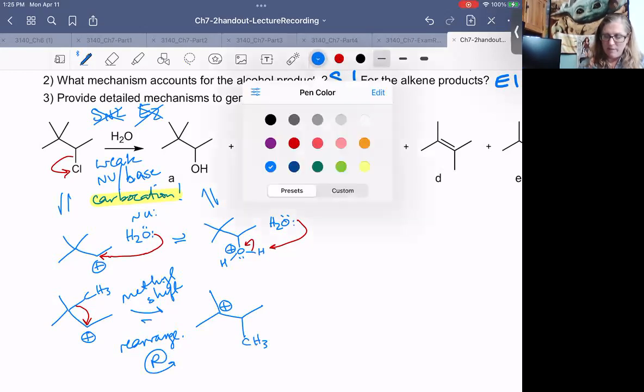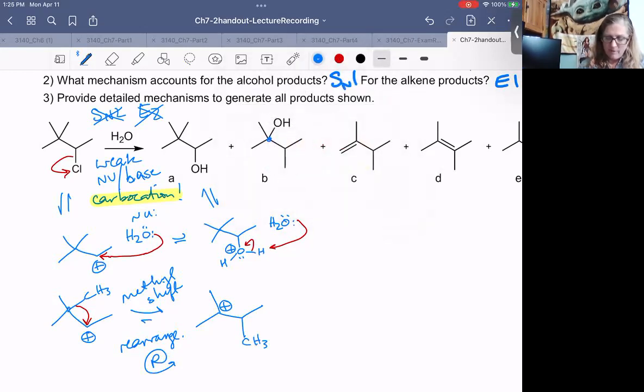And then this carbon, which had 4 bonds, now has just 3 bonds. And so that makes it a carbocation. So why is this such a favorable rearrangement? Because I went from a secondary carbocation to a tertiary carbocation, and this is more stable. So I would expect this to account for quite a bit of product.